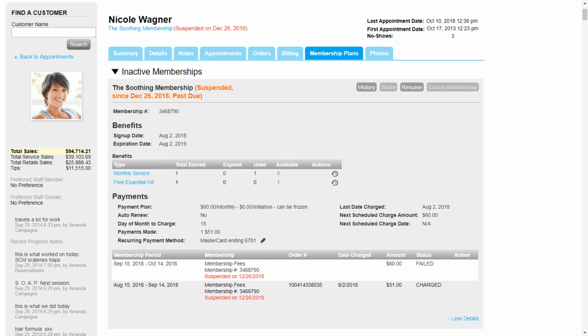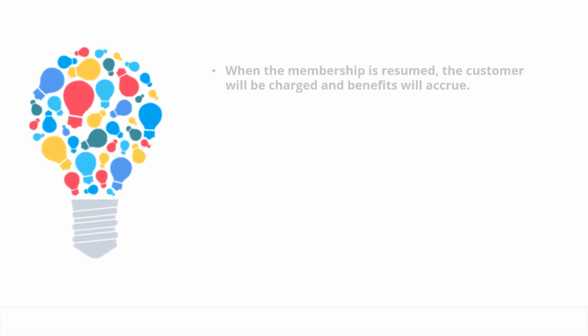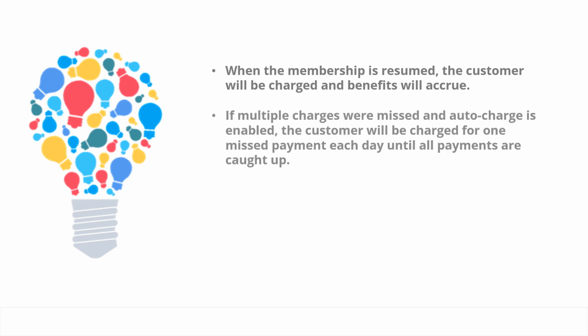Anytime we want to resume a suspended membership, we can go back into that customer's profile and resume from here. We can go into the suspended membership report as well. When the membership is resumed, the customer will be charged and benefits will accrue.